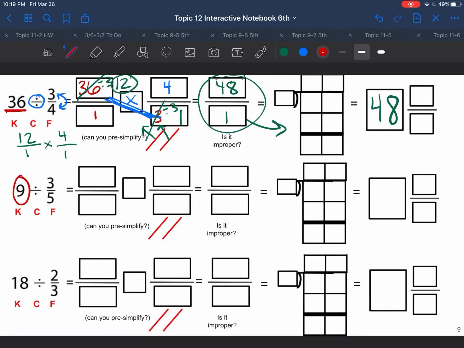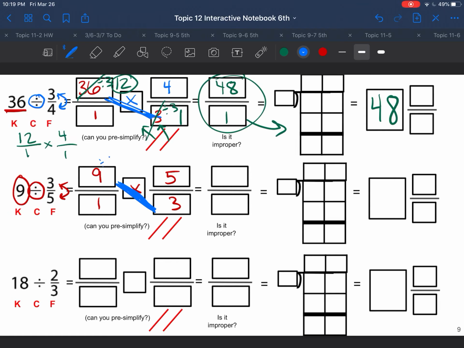Keep the 9 over 1. Change the division to multiplication. Flip the 3/5 to get 5/3. Okay? Now, again, we always look diagonally. I always look diagonally first this way. Can 9 or 3 be divided by the same number evenly? Yes, both of them have a common factor of 3. Both of them can be divided by 3.